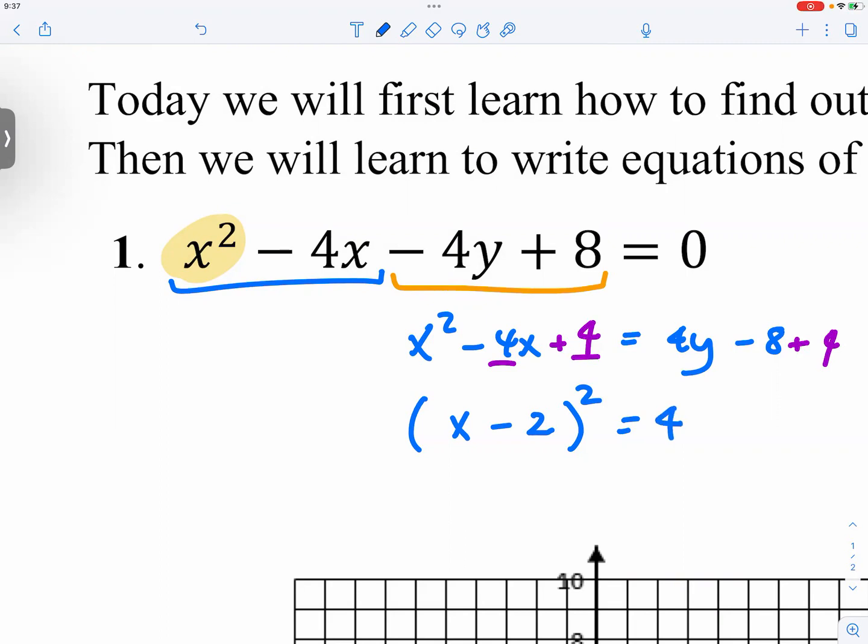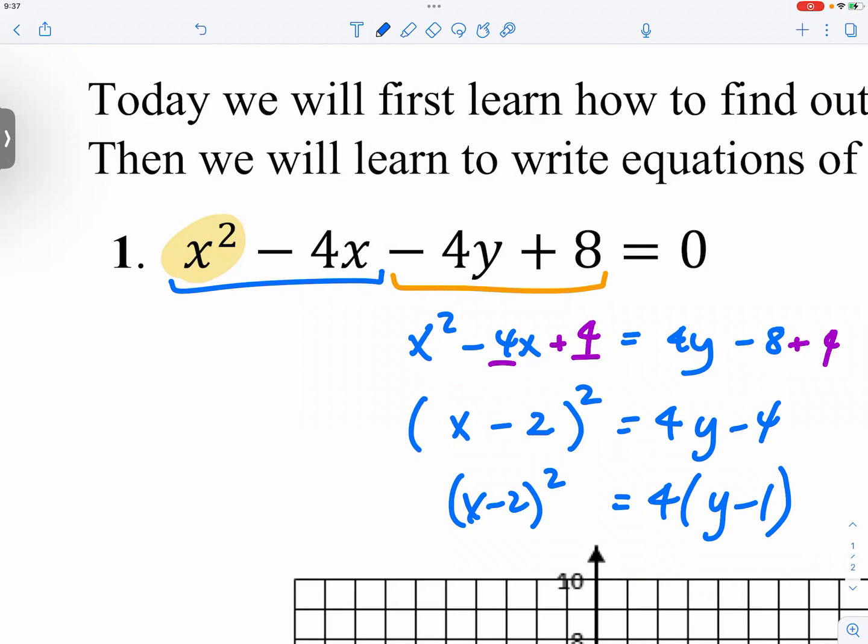On the right-hand side, you have 4y minus 4, and you factor it out. And now, look at what you've got. You've got a standard form, and now if I ask you, can you tell the vertex now? And you would say, the vertex is 2, 1.